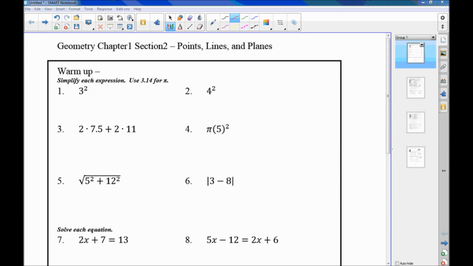Today we're covering Chapter 1, Section 2. We skipped over Section 1, it's about isometric drawings. We may cover a little bit of this on the first day in class, but it's not in our standard, so we're not going to spend a whole day on this section.